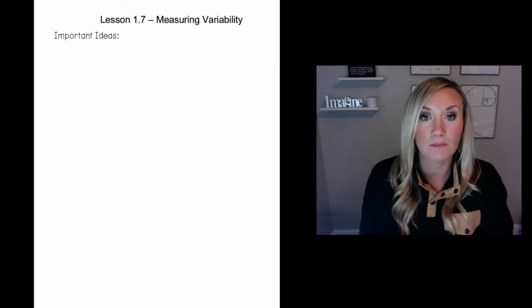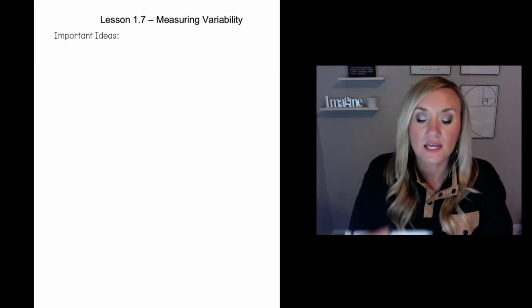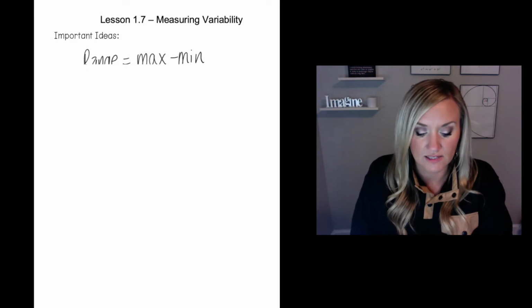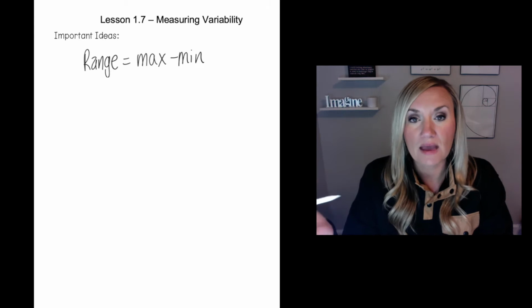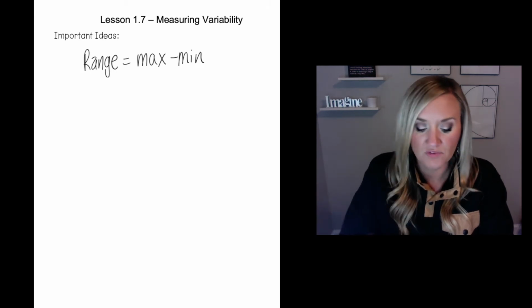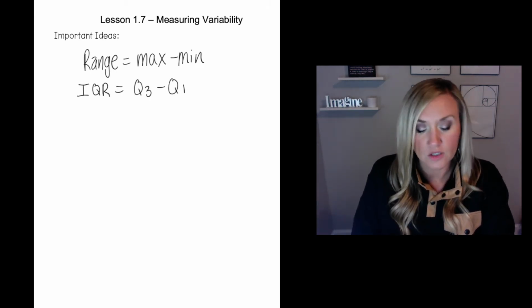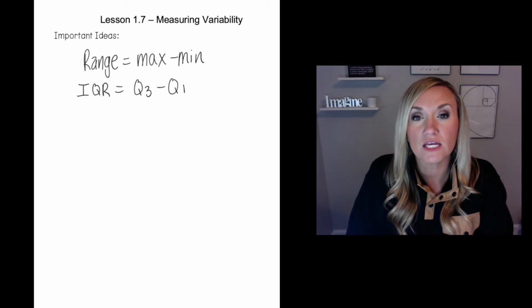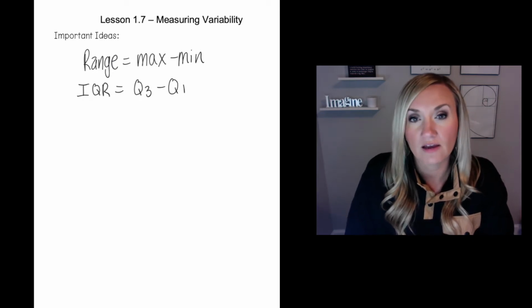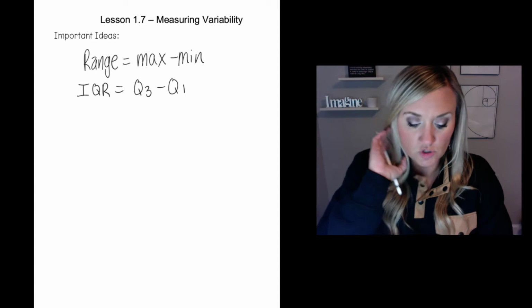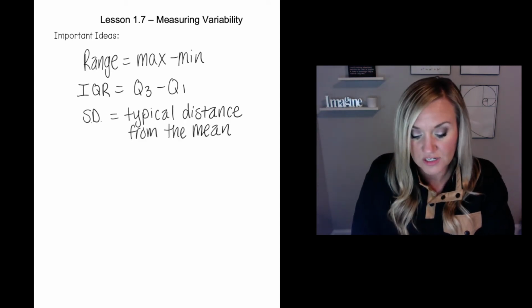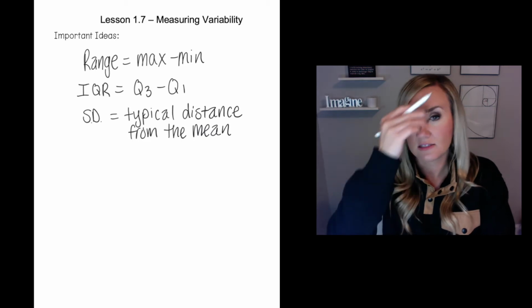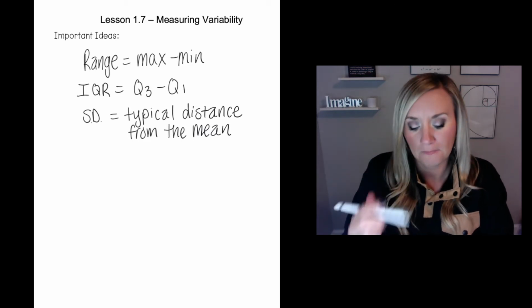So here are some important ideas. When you're given a set of data and you want to find the range, we do the maximum value minus the minimum value. For the IQR, the interquartile range, it is the third quartile subtract the first quartile. And the standard deviation is the typical distance away from the mean.